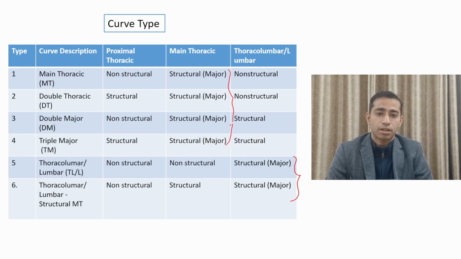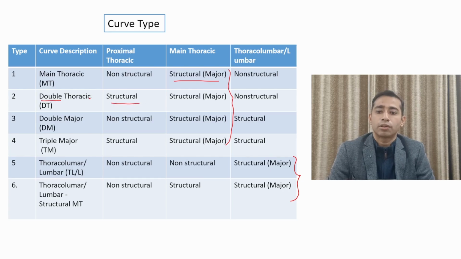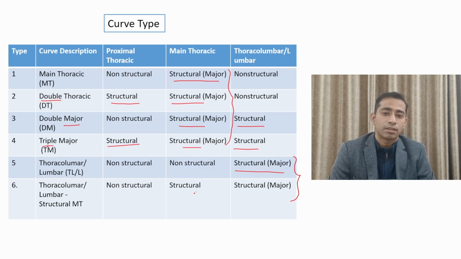So, we have seen the major curves for 5 and 6. For main thoracic, only the main thoracic curve will be structural. For double thoracic, the proximal thoracic, because there are 2 structural thoracic curves, will also become structural. For double major, the main thoracic and the thoracolumbar will become structural. For triple major, all 3 will be structural. For thoracolumbar lumbar, only the thoracolumbar lumbar will be major. And for thoracolumbar lumbar structural main thoracic, the main thoracic and the thoracolumbar lumbar will be major.